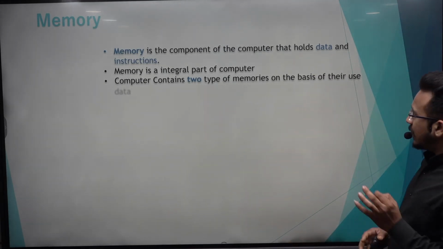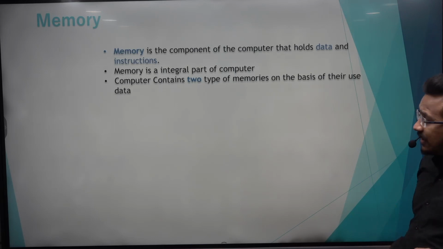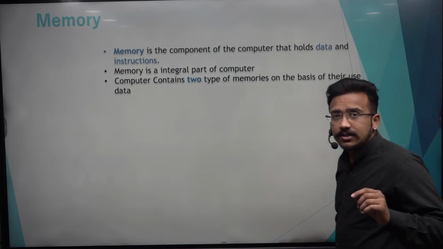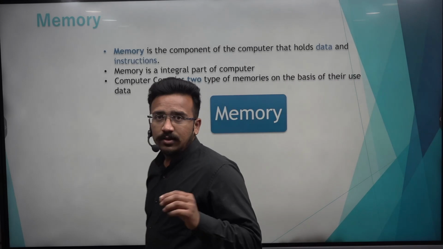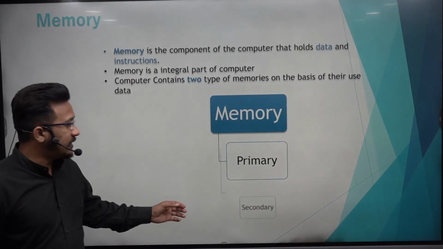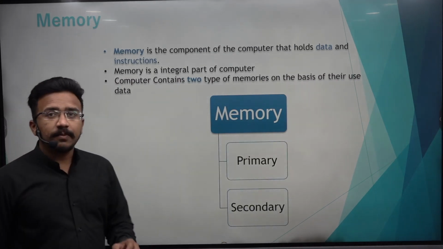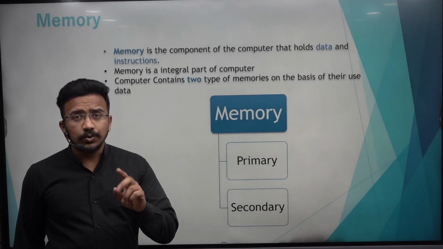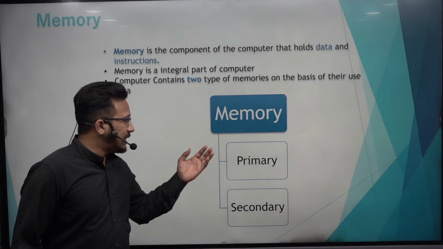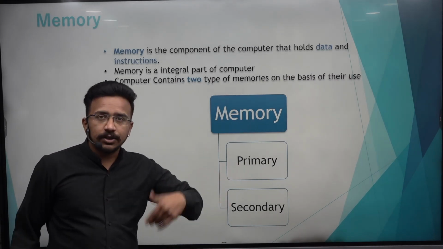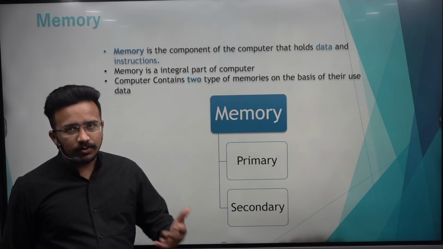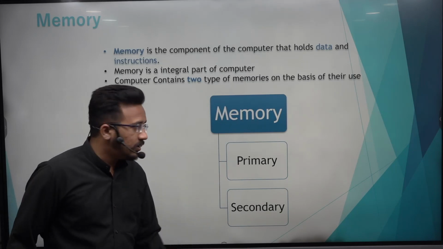A computer contains two types of memory on the basis of their data. We already discussed that the first one is the primary one and the second one is the secondary one. Primary memory and secondary memory are the two main kinds of memory, and in the primary memory we have two further sections, that is RAM and ROM. We studied that in the previous one.